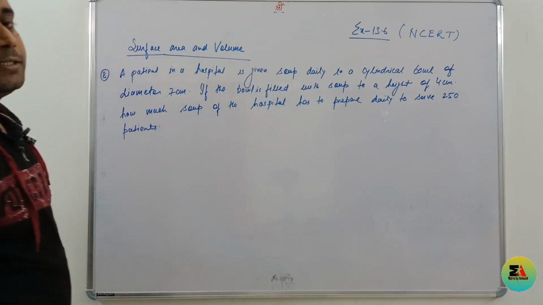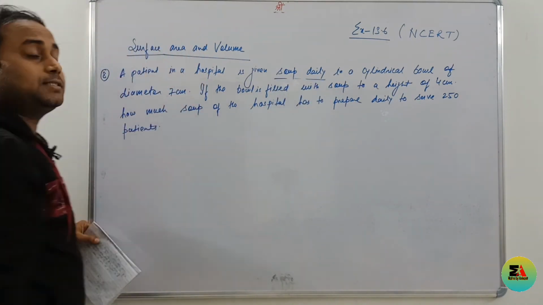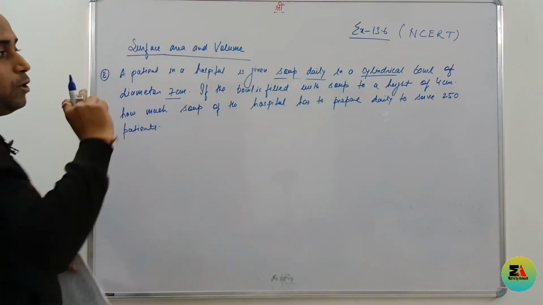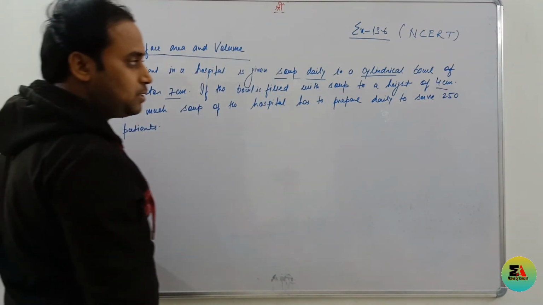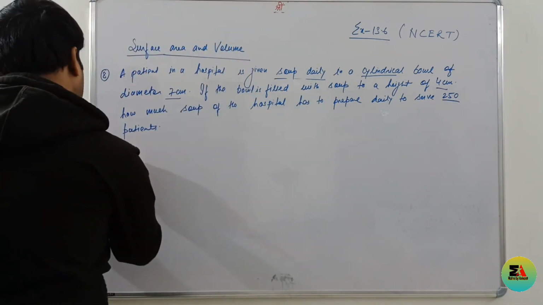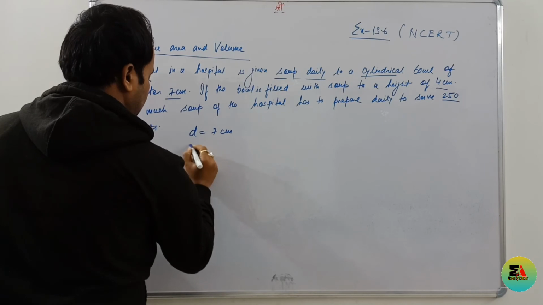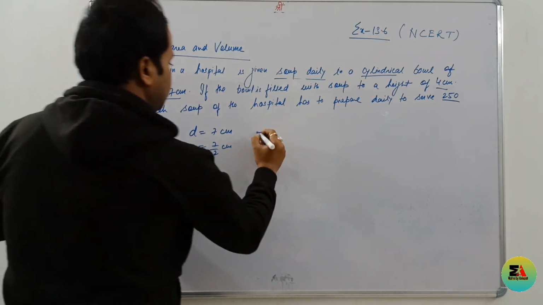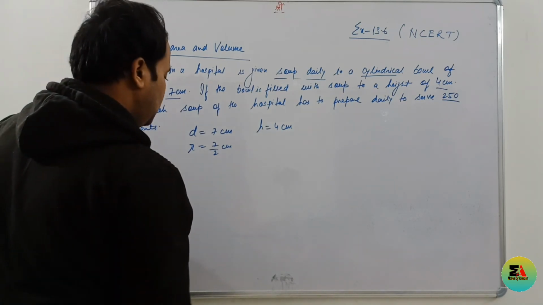Here, now what question is said? A patient in a hospital is given soup daily in which bowl? Cylindrical bowl, of diameter 7 centimeter. If bowl is filled to the height of 4 centimeter, then we have to calculate how much soup is needed for 250 patients. Now see how we solve. Diameter is 7 centimeter, therefore radius will be what? 7 by 2. Clear? Height is 4 centimeter.